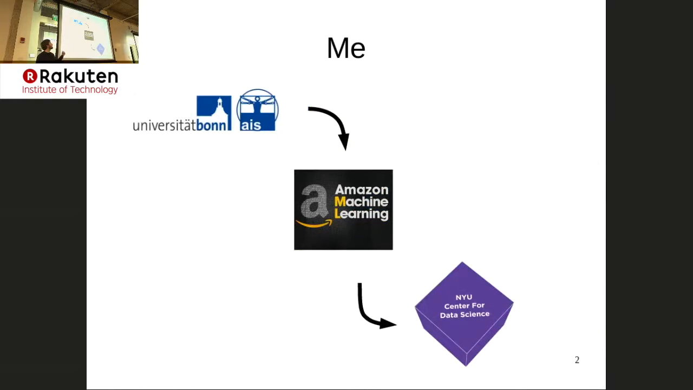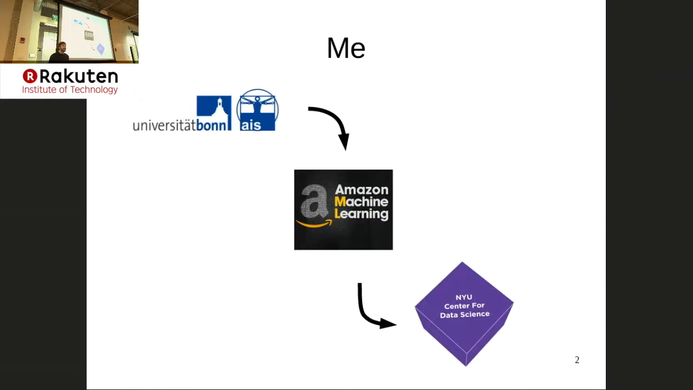About myself, I did my PhD at the University of Bonn in Germany, working on computer vision and machine learning. And I went to Amazon Machine Learning, their office in Berlin. And now I'm working at NYU Center for Data Science, where I work as a research engineer, contributing to Scikit-learn most of my time.